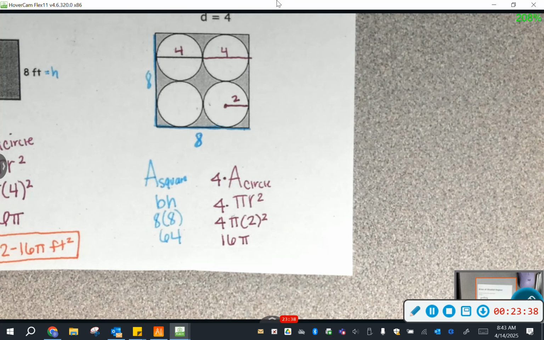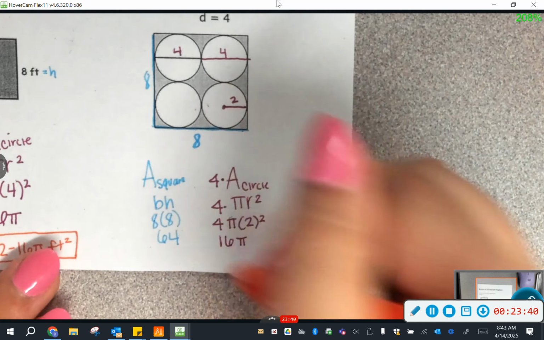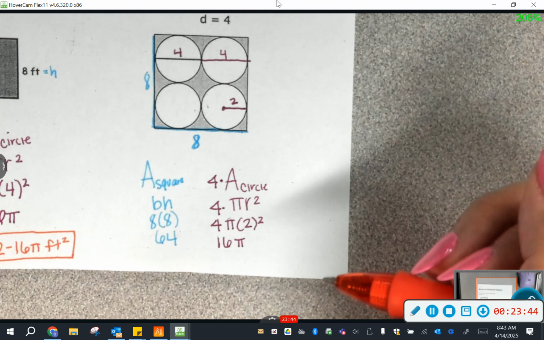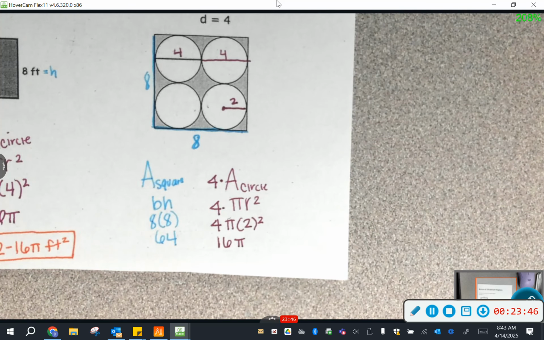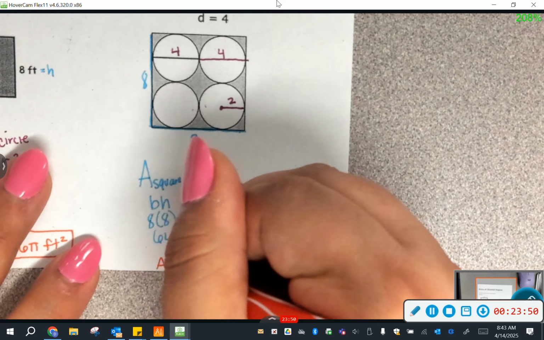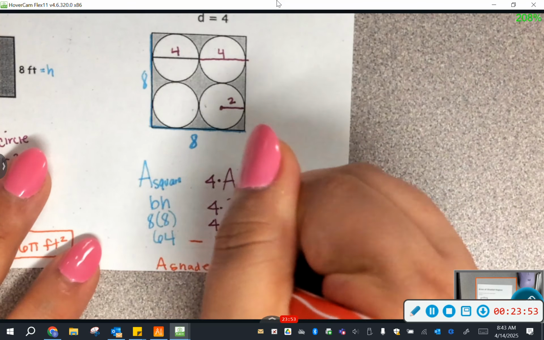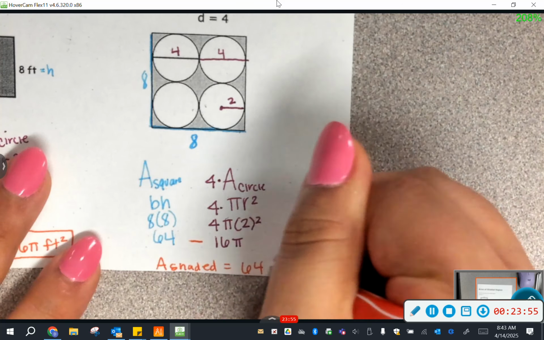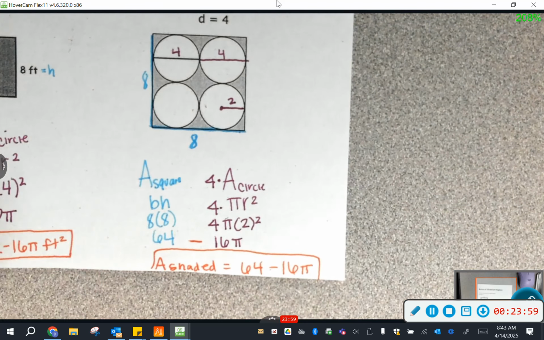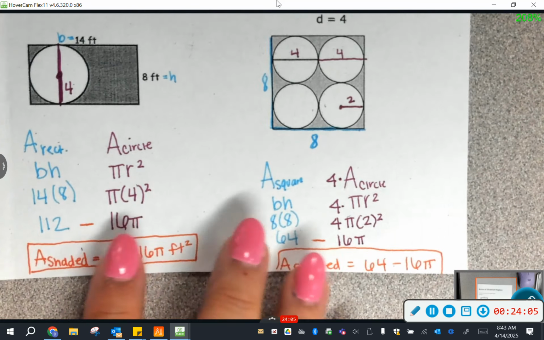And what do I need to do last? Well, what's my answer then? Put a minus. And leave it like that. 64 minus 16 pi is my answer. Yep. Please write all of that down.